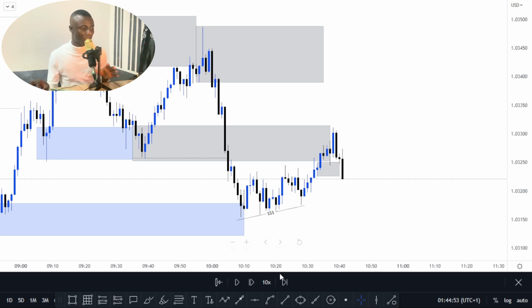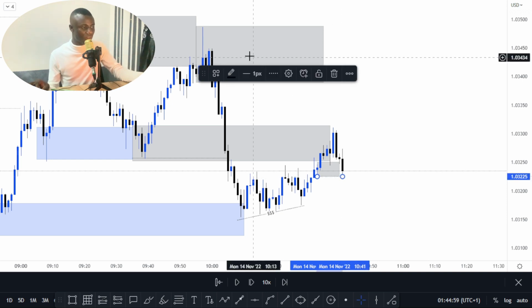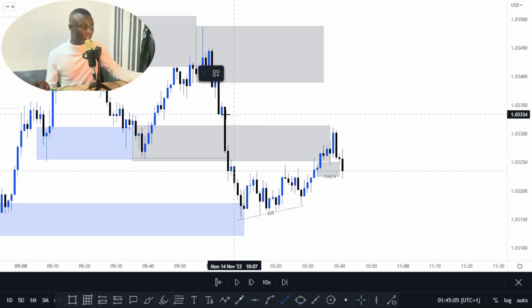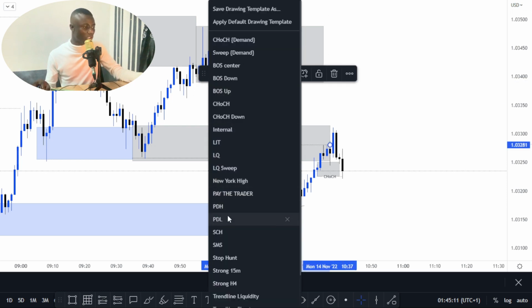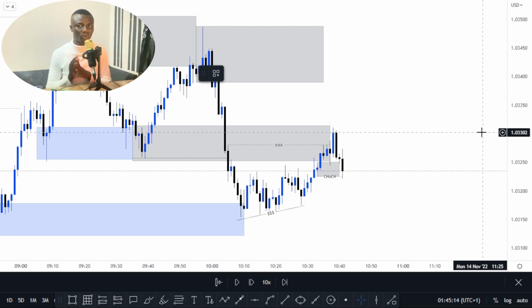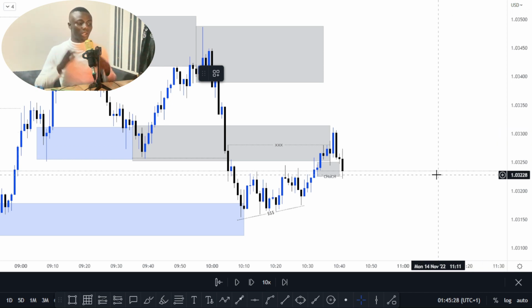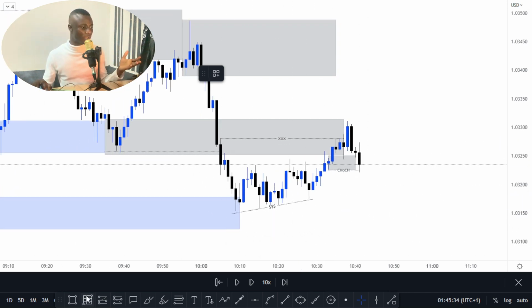Let's play things out. Okay, so we have our first change of character. This is a change of character. If we look internally, we can see a little sweep of liquidity here. So we have a liquidity sweep. These are some of the things you have to look out for: the liquidity sweep, the trend, and the change of character. These are the things you really need to look out for in order to have a 90% ultimate win rate.